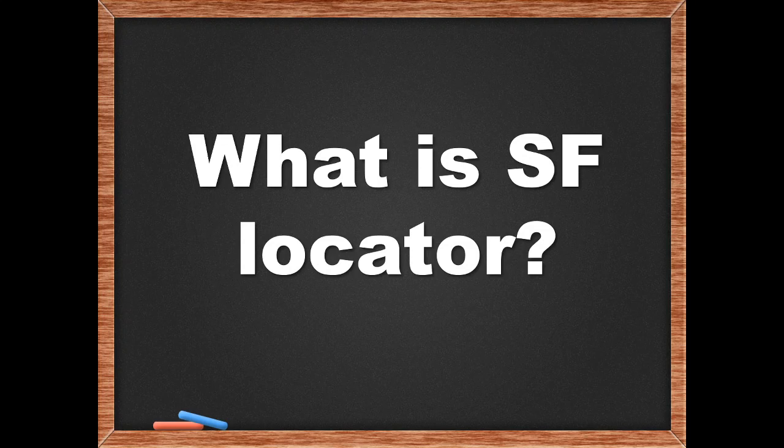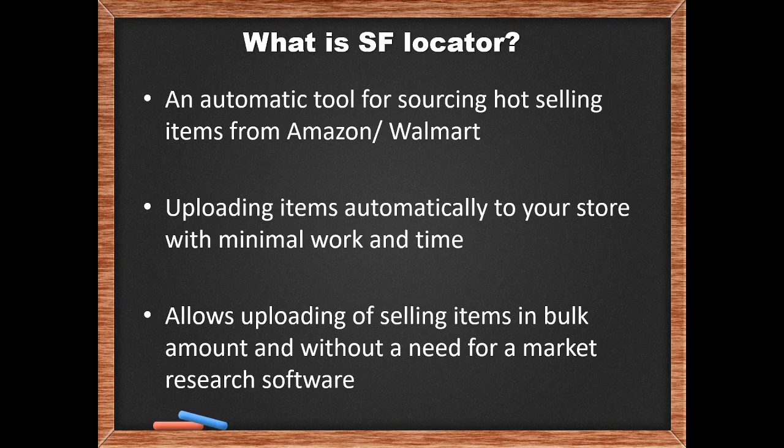So what is the SellFreaks Locator? It is an automatic tool for sourcing hot selling items from Amazon or Walmart. Later on, of course, our R&D department is working on integrating all suppliers into the locator, but for now, you can source only items from Amazon or Walmart, and then upload items automatically to your store with minimal work and time. Because when you use the locator, it's not only helping you to source the items that are selling from the items that aren't, it will also do the uploading automatically for you. So yeah, it's very easy and very fast.